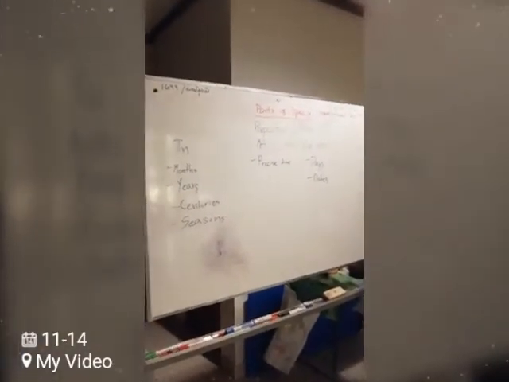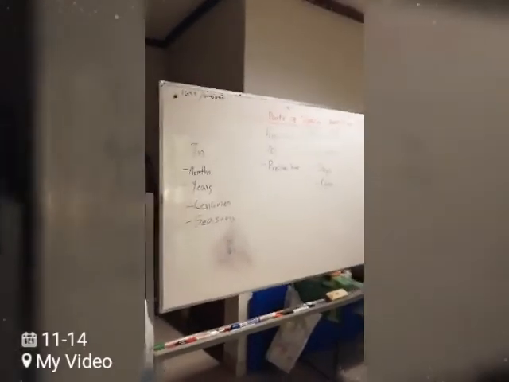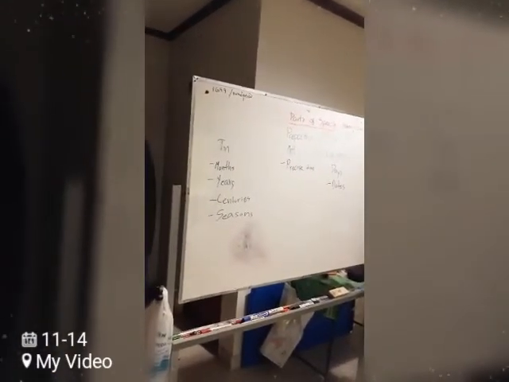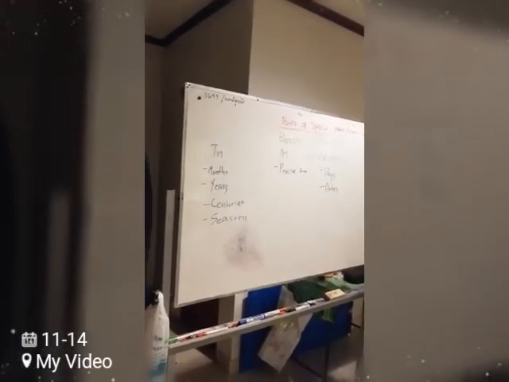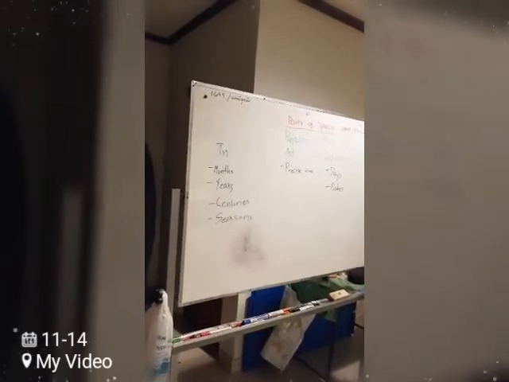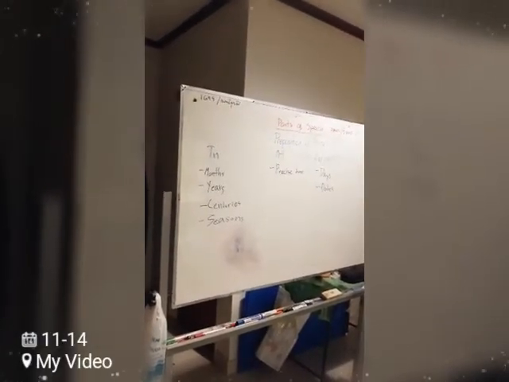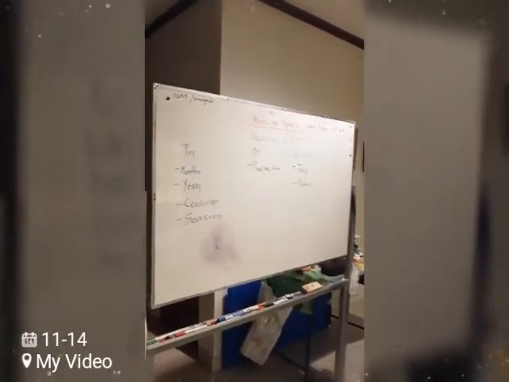Remember that we had a triangular shape. In is used for general. At is used for more specific. On is used for very specific.